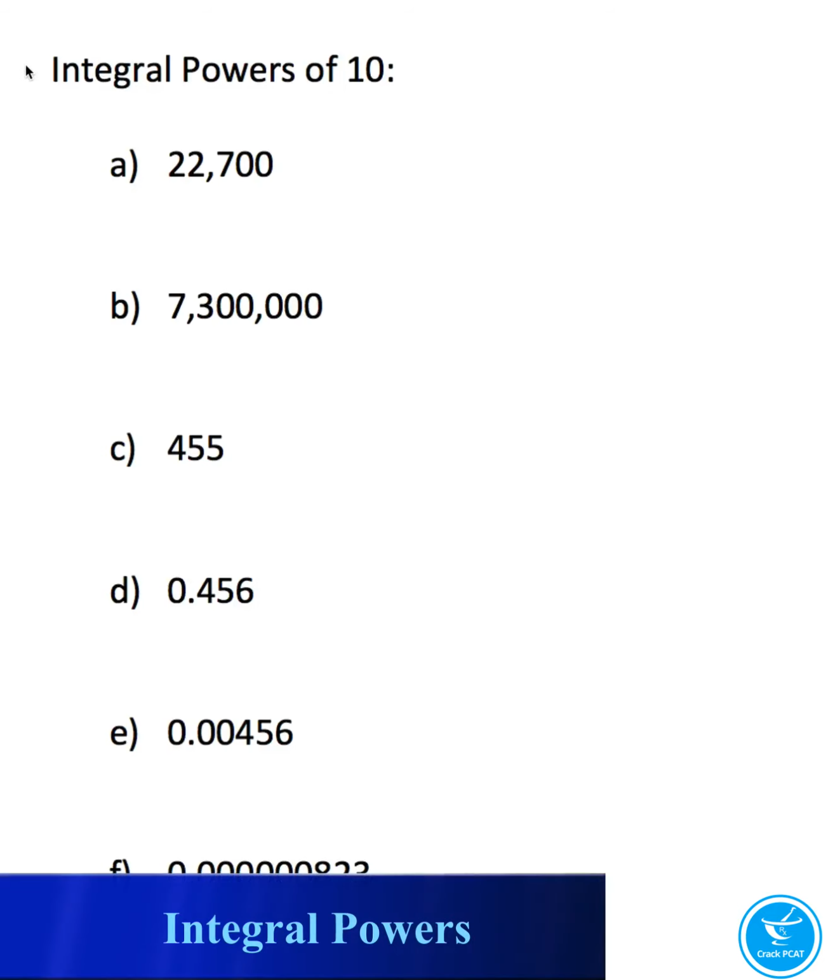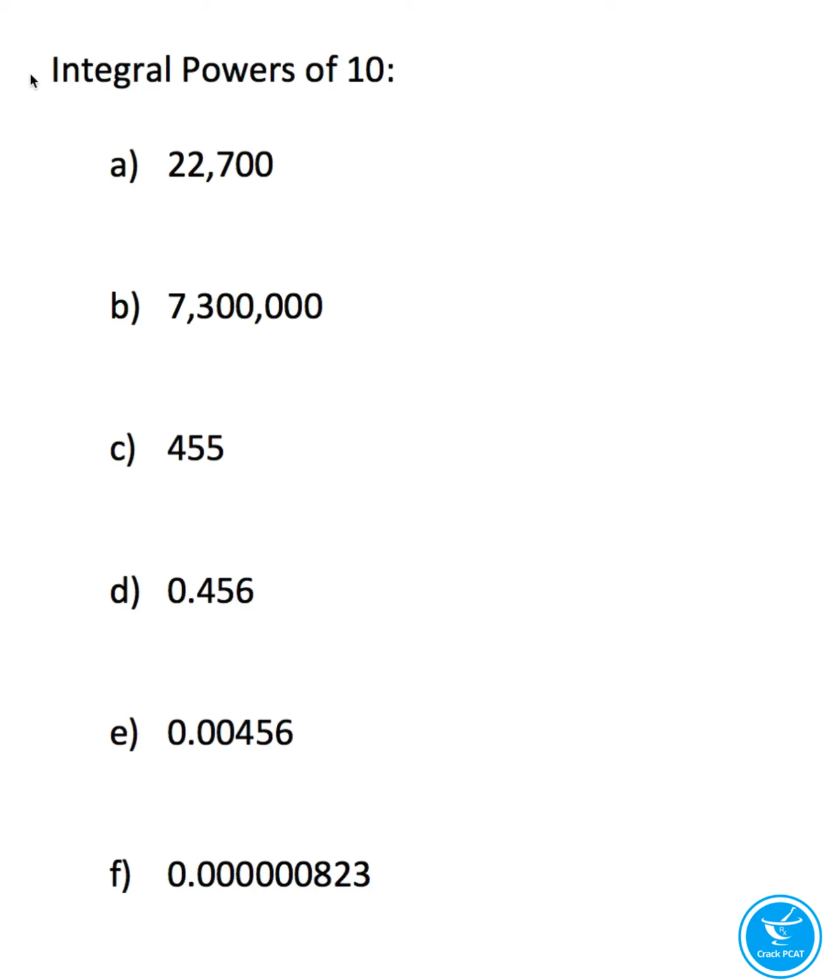Any number may be expressed as an integral power of 10, or as the product of two numbers where one of the numbers is an integral power of 10. For example, here we have 22,700. So you see this in scientific notation where you have the coefficient, which is predominantly going to be your non-zero digits. So here we have 227 or 22,700.